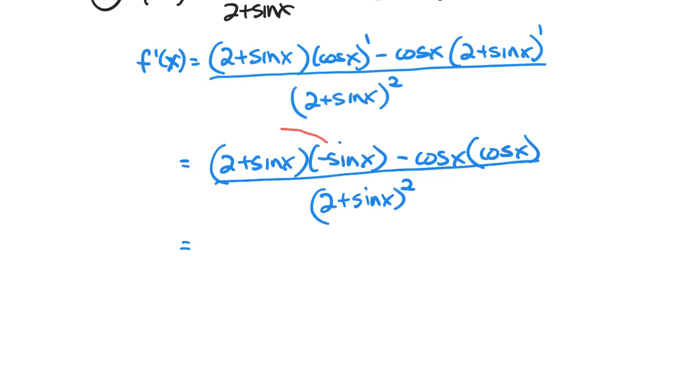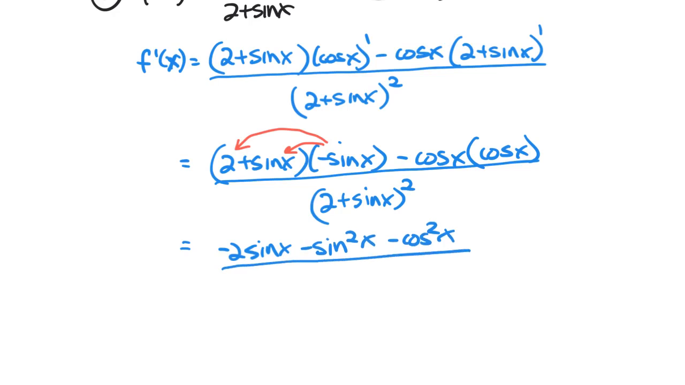So what I'm going to do is distribute this through just to see what happens. So we will get -2 sine of x minus sine squared of x minus cosine squared of x all over 2 plus sine of x squared.